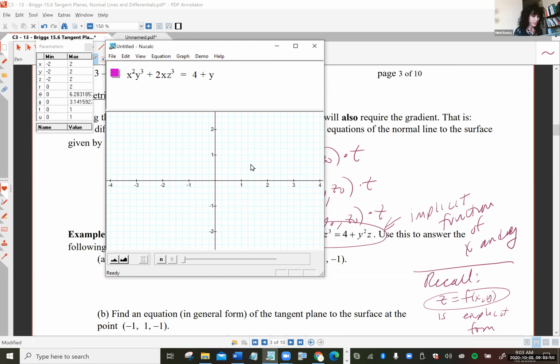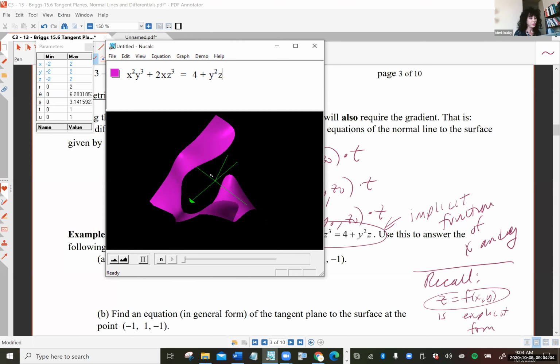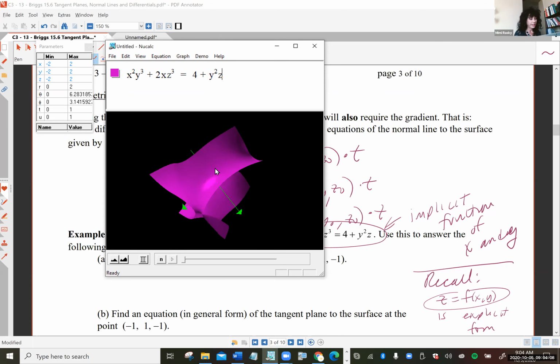Oops, I screwed up. y squared, uh-oh, I really screwed up, squared, and then y squared z. So what I like about my new calc is that it always gives me, ooh, that's kind of an interesting looking surface. Wow, that's cool.